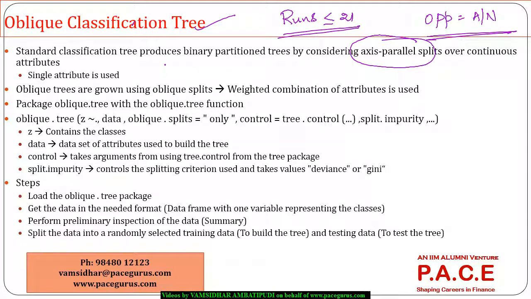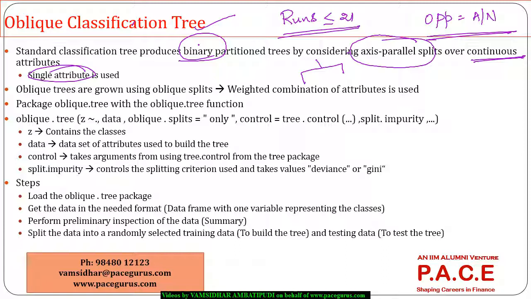All the four models that we have looked at till now, these models have produced binary partition trees. They have done the partitioning by considering axis parallel splits, based on the different attributes that were provided to it. It has taken one attribute at a time and created the rules based on that specific attribute. So only a single attribute was used to create a rule at any point in time.